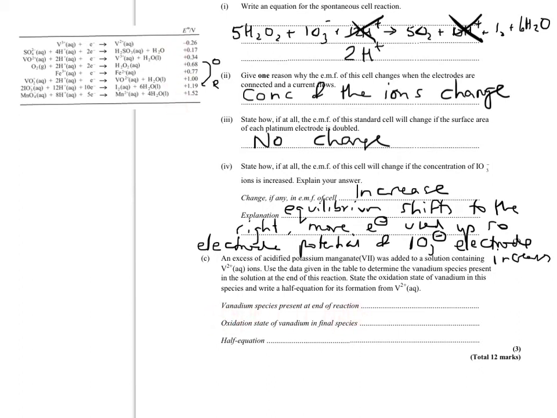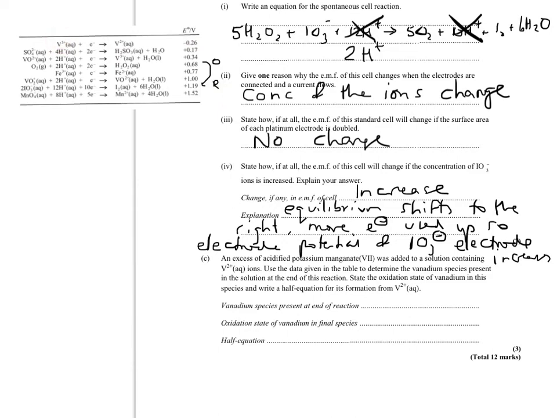And all you've really got to work out there is whether this V2+ will be oxidized or reduced by acidified potassium manganate. First, you've got to look at those two reactions. So there's V2+, and manganate is down here. So manganate is plus 1.52, and V2+ is minus 0.26, sorry. So electrons will flow from V2+ to the MnO4-. So that's going to get oxidized to V3+.